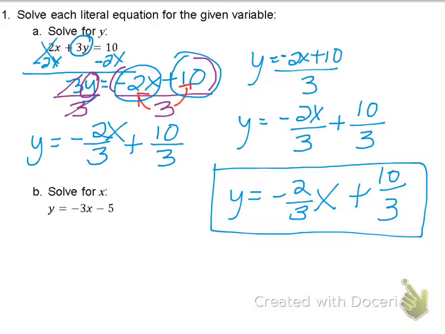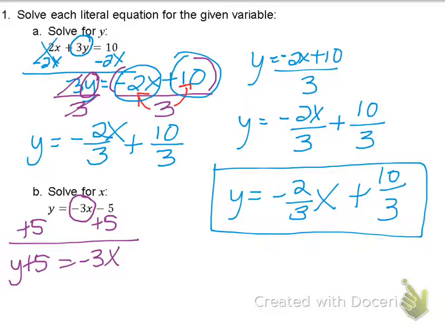Okay, moving on to the next equation. We're going to solve for x, and right now it's solved for y, so we're going to have to rearrange some things. We want to get this term by itself, so we're going to get rid of this 5 by doing the inverse operation and adding 5 to each side. So we would have y plus 5 equals negative 3x. And the next step would be to get x by itself by doing inverse operations and dividing by negative 3.